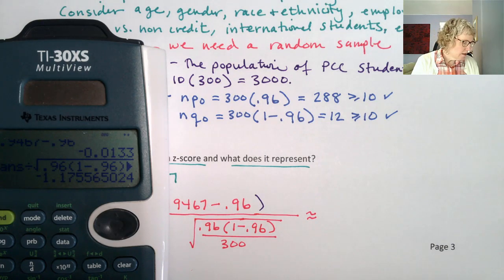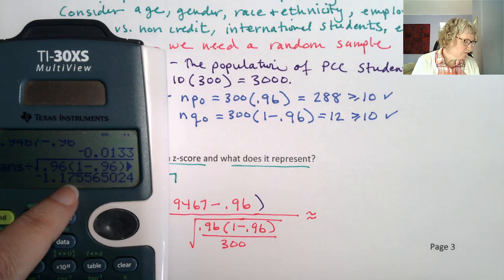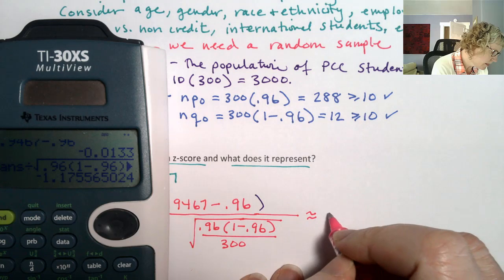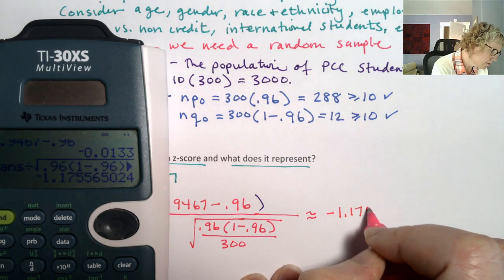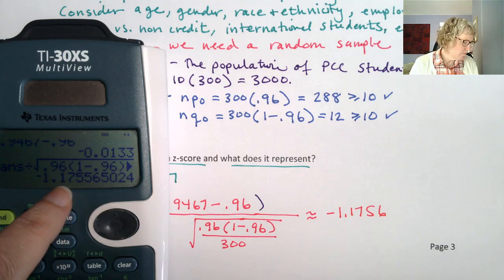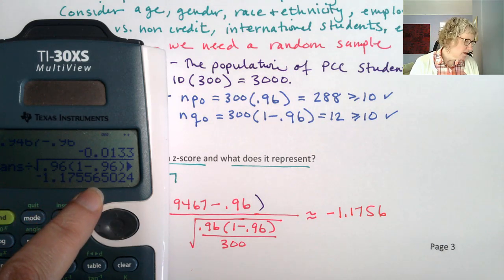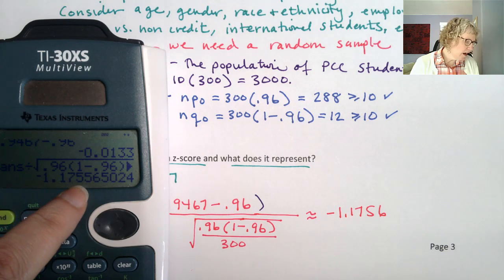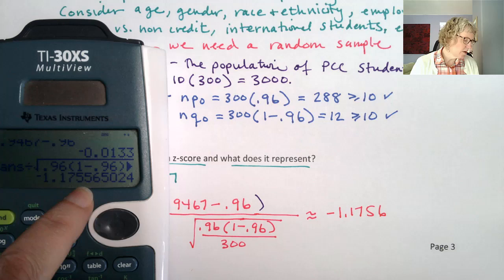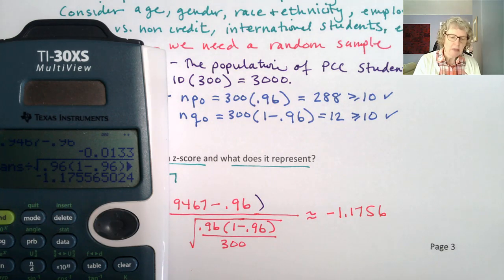And this is negative 1.1756. I'm rounding everything to 4 digits. Then for that 4th digit, we have to look at the 5th digit, 1755. The next one is a 6, and so that bumps this 5 up to a 6. So negative, yes, okay, great.